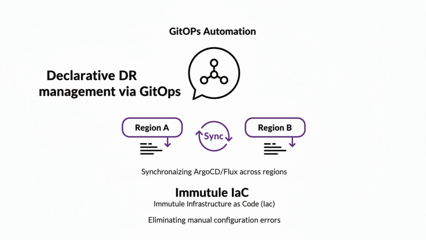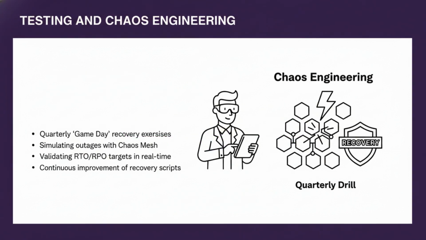Automation is the only way to meet an RTO of less than 4 hours in a complex multi-service environment. A disaster recovery plan that has not been tested is not a plan. It is a hope. We must perform regular game day exercises where we intentionally take down a region to verify our failover logic. Chaos engineering tools like Chaos Mesh or Litmus Chaos can be used to simulate regional network partitions or storage failures. We should aim to conduct these drills at least once per quarter.